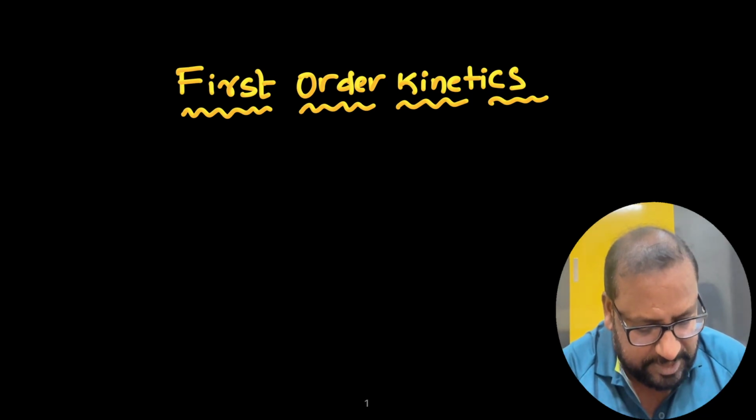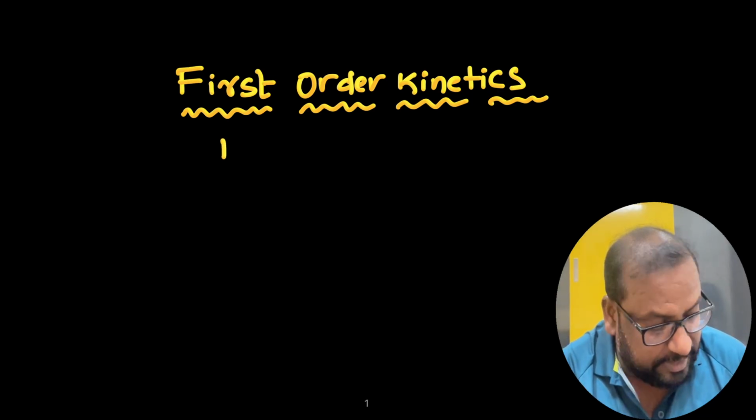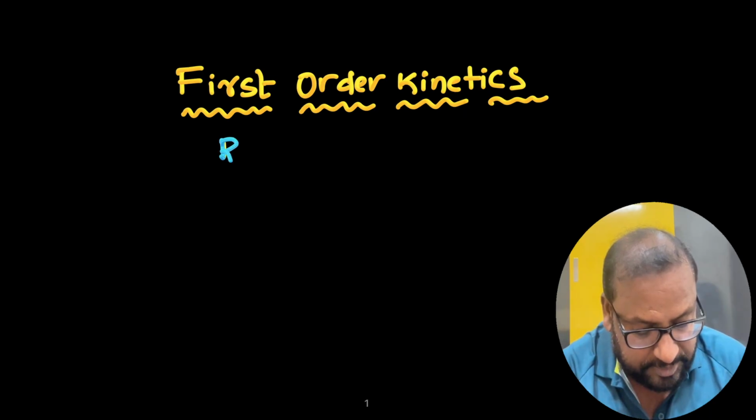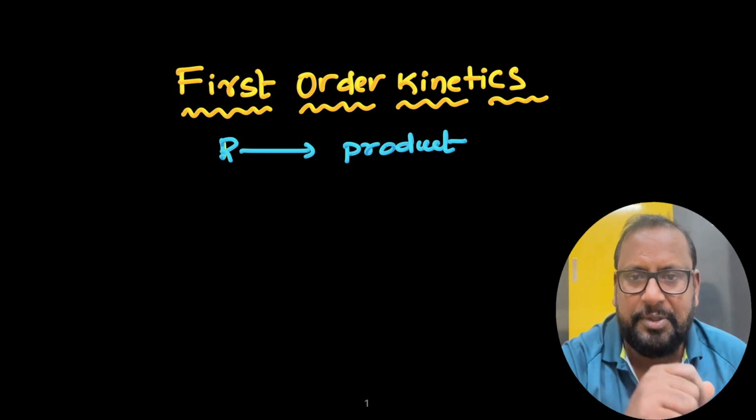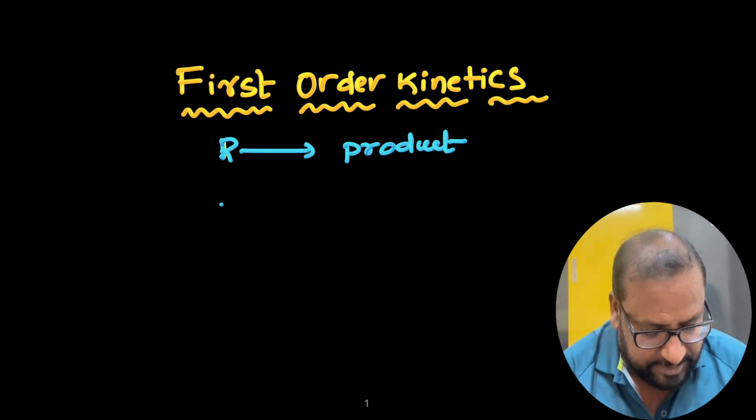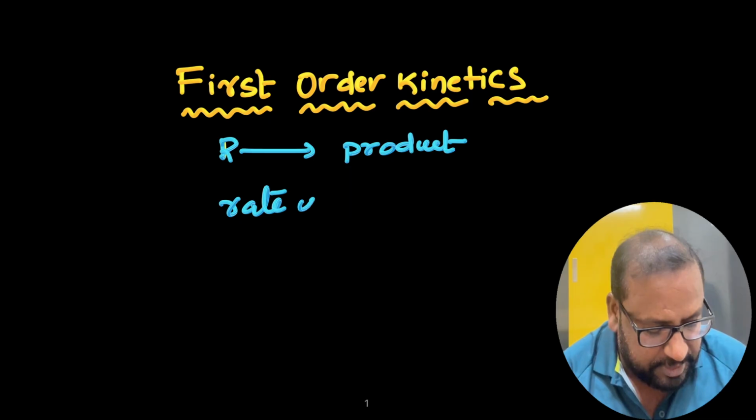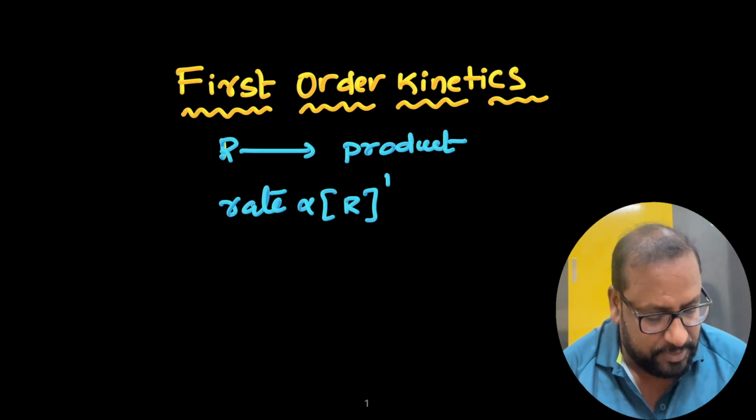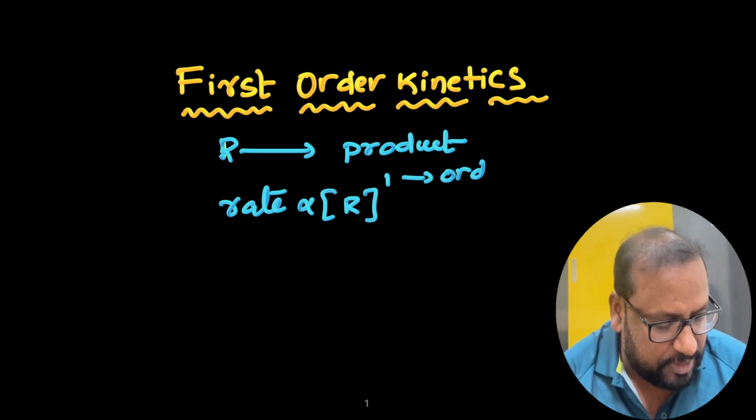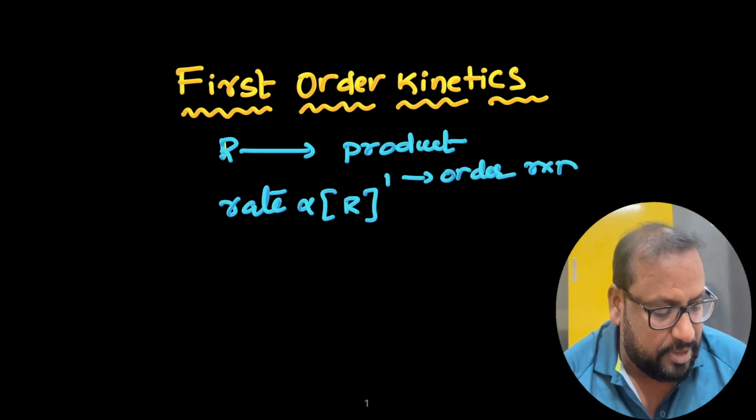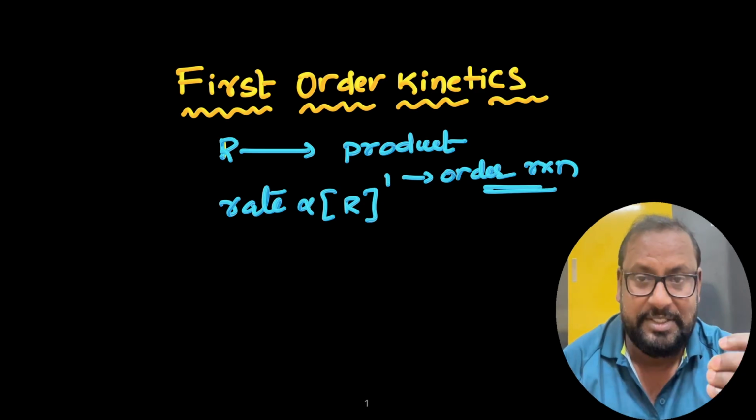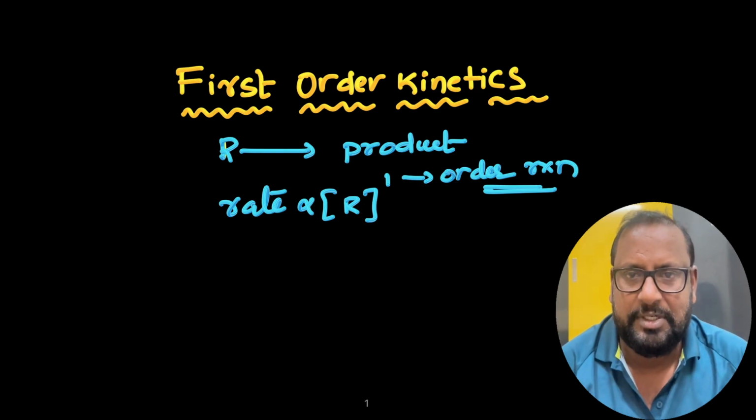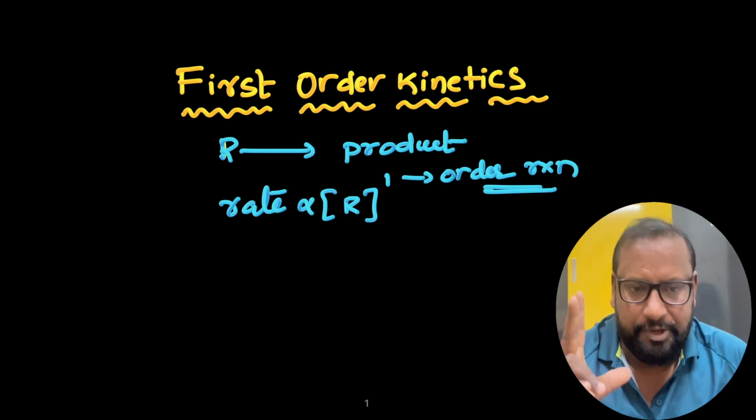So here is the first order kinetics. Let us say I have a reactant. I am starting with the reactant, which is converting into product. In this case, let us say the rate of the reaction is directly proportional to the molar concentration of reactant to the power 1. So this 1 represents the order of the reaction. That's why we say it is a first order reaction. So let us derive the rate constant for the first order reaction. Then we'll go into the different cases.